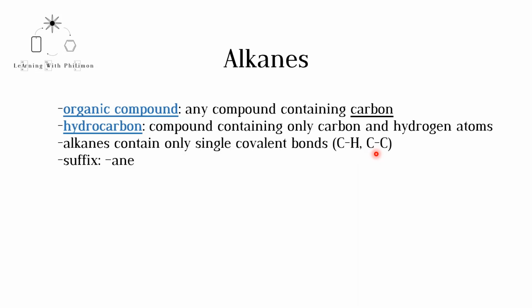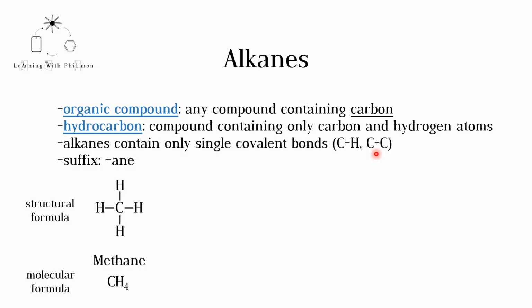At GCSE level, you must be familiar with the first four alkanes. Methane is the simplest alkane and has the following molecular and structural formula. The structural formula shows both the atoms and the bonding between the atoms. The prefix, the beginning of the word, meth, in organic chemistry, indicates the presence of one carbon atom. The suffix, the end of the word, ane, indicates that the compound is an alkane.